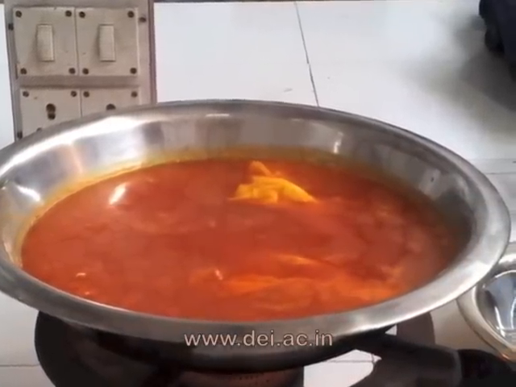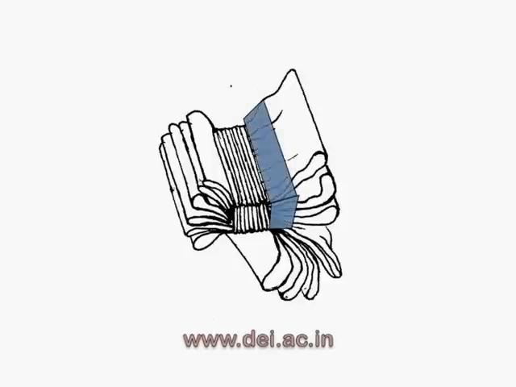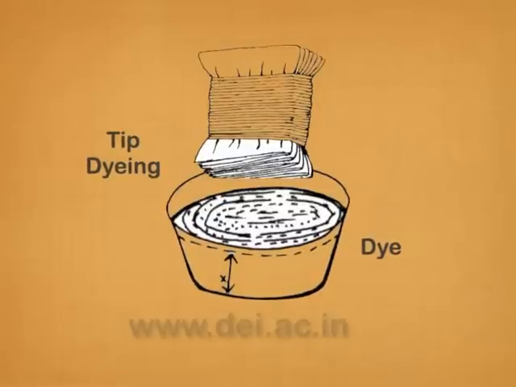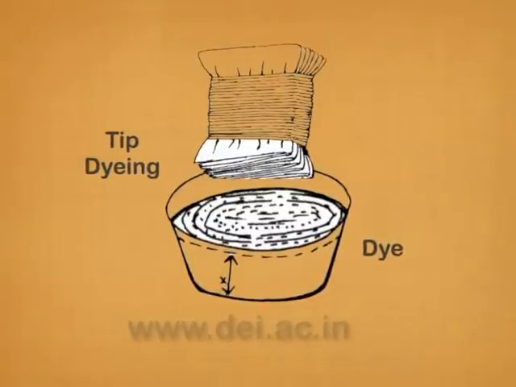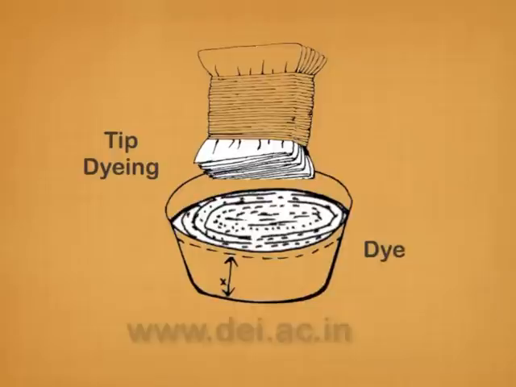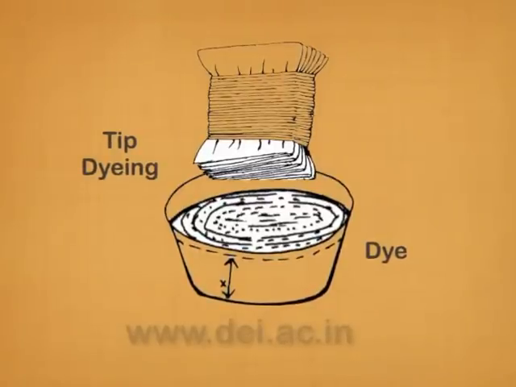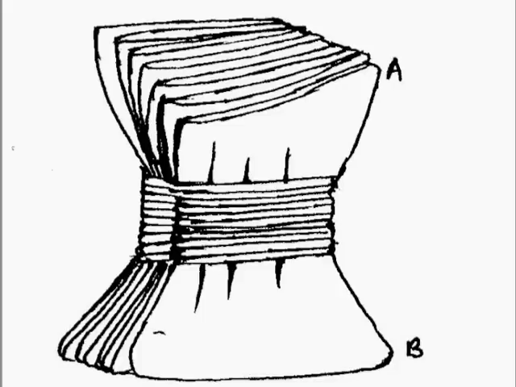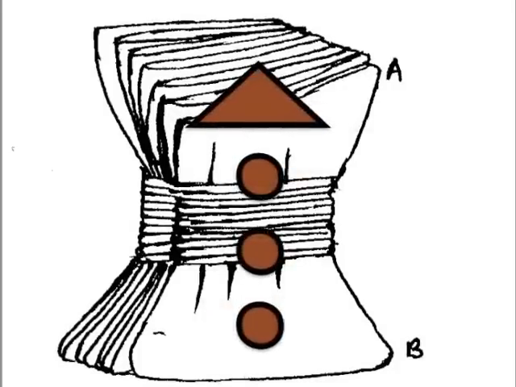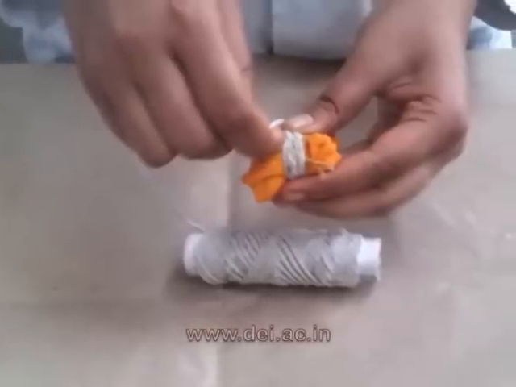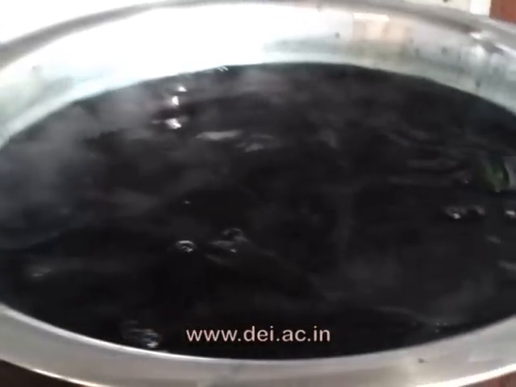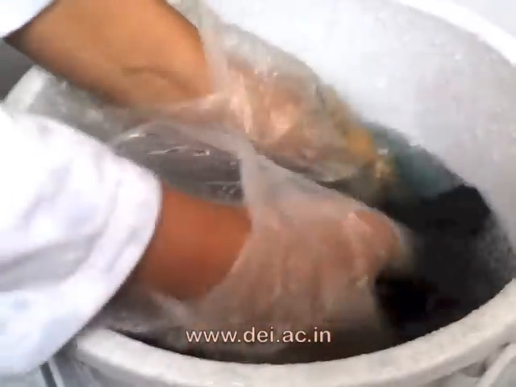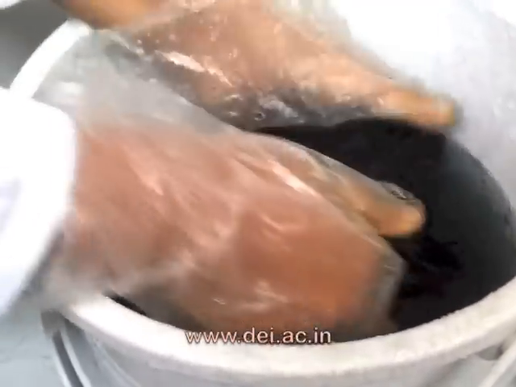Rinse and dry. Add more binding when dyeing a second or third color. Dye the tips of the folded edges into another color if necessary. Rinse, dry, and untie. Remove the binding. Make a fresh binding at right angles down the bundle. Dye a second color. Rinse, dry, and untie.